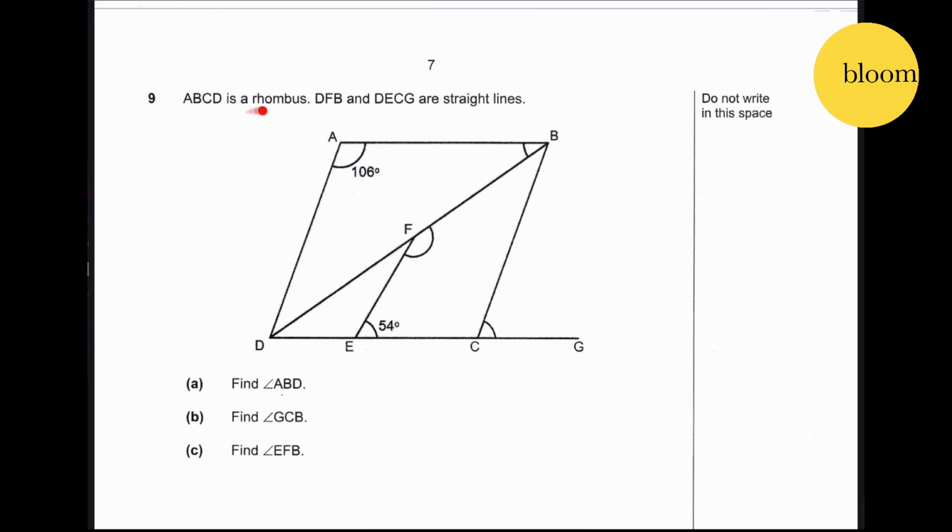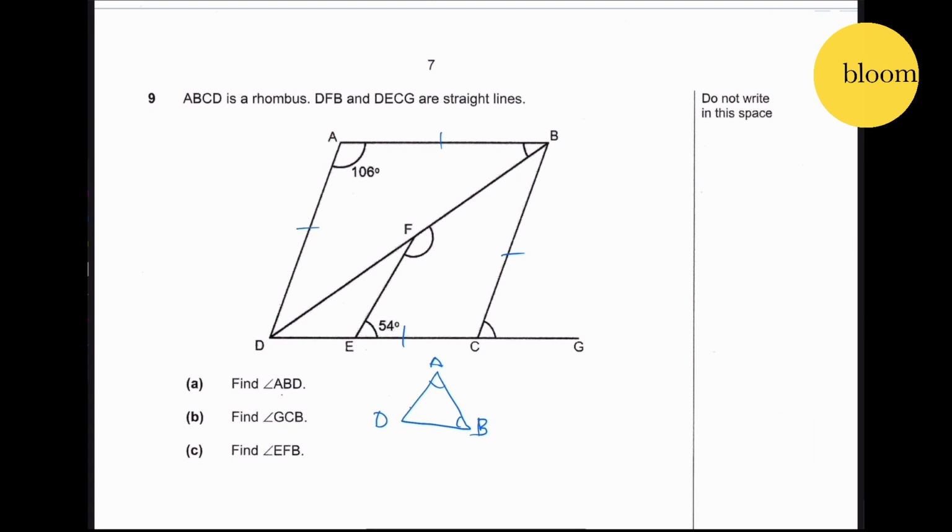9. ABCD is a rhombus. DFB and DECG are straight lines. Find angle ABD. So we know a rhombus is a parallelogram with equal sides. That gives triangle ABD is an isosceles triangle.